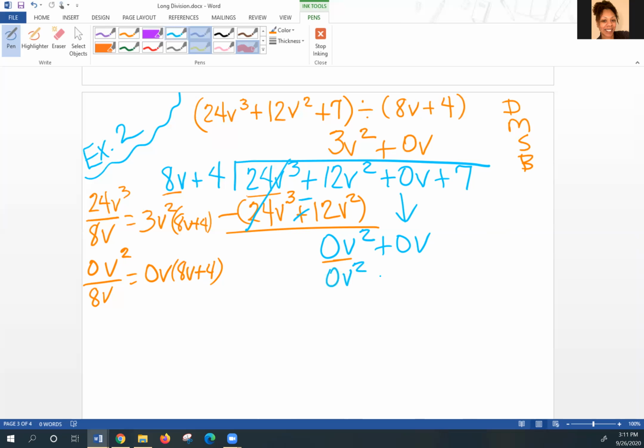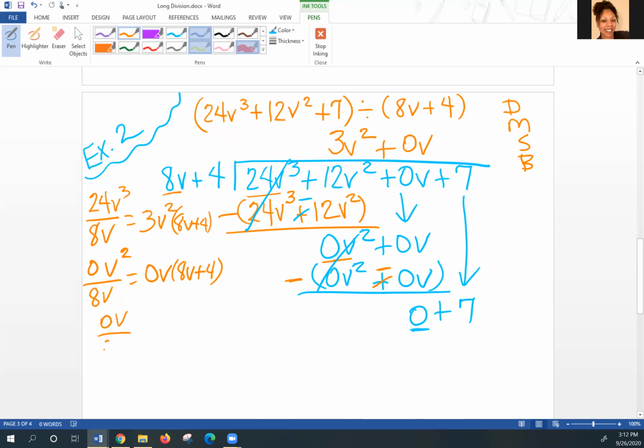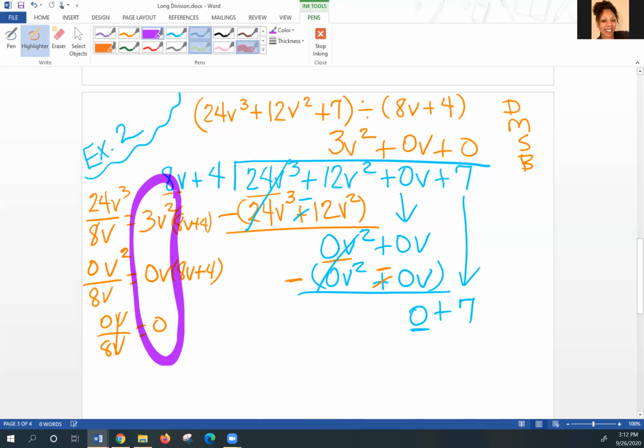0v squared plus 0v. And again, just for the sake of consistency, if I were to subtract this, it's going to change this sign as well as this one. And I'm still left with zeros. So I'm going to bring down a 0 and plus 7. My first term is still 0. So if I were doing the process again, 0v divided by 8v. The v's go away. 0 divided by 8 is 0. So this number is what's going to go here, because again, this is really my answer, it just doesn't have the remainder with it.